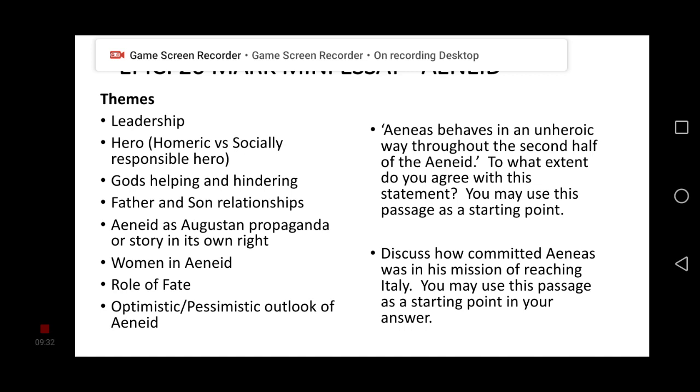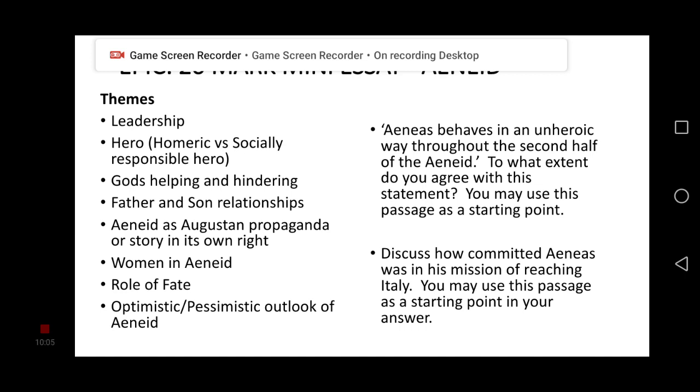Quite often we've got a set journey for Aeneas laid down. He's going to reach his destiny. He's going to found Lavinium. So what role does that have? Does that make the book more interesting or not? And how does that tie in with the link to Augustus and Rome? And the optimistic, pessimistic outlook of the Aeneid. This is perhaps a better two-sided essay than the one I discussed on the right.